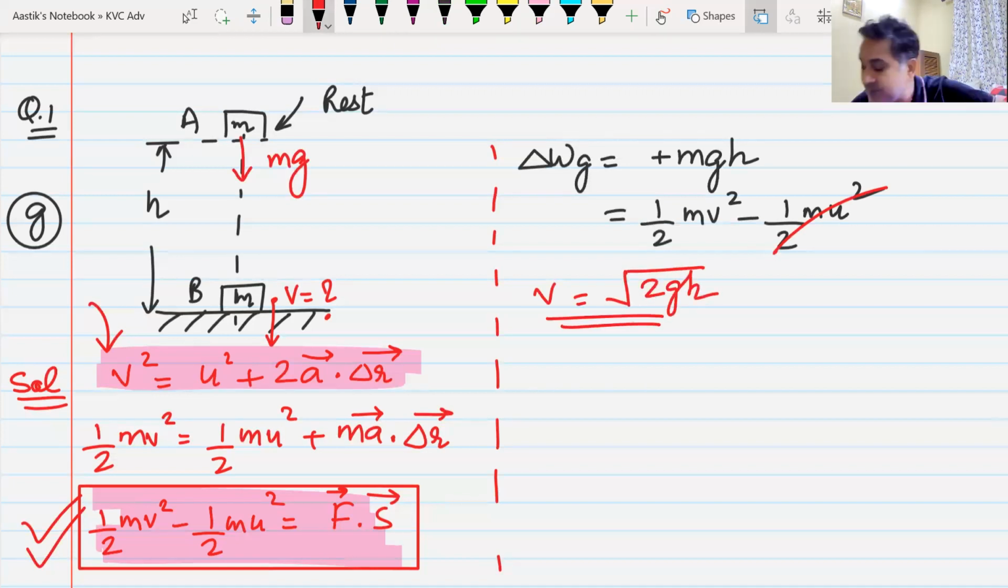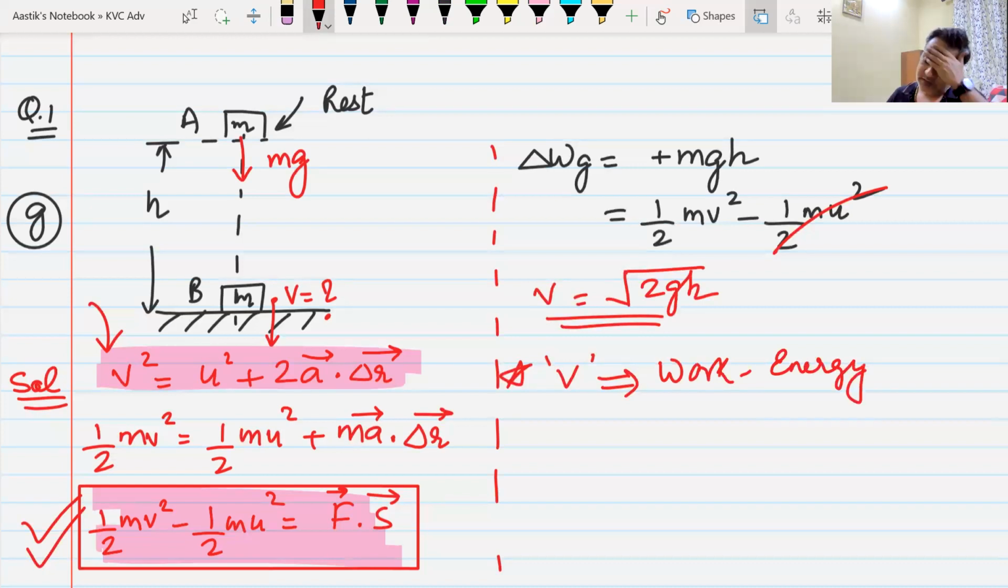So whenever a question comes, take it as an important note. Whenever they ask for the velocity of any particle at any point, 99% of the cases, the question will be done by the work energy theorem. So that is a hint that if a question comes where they ask you the final velocity of the particle, 99% of the cases that question would be a question of work energy theorem. Do we understand this? Yes, sir.